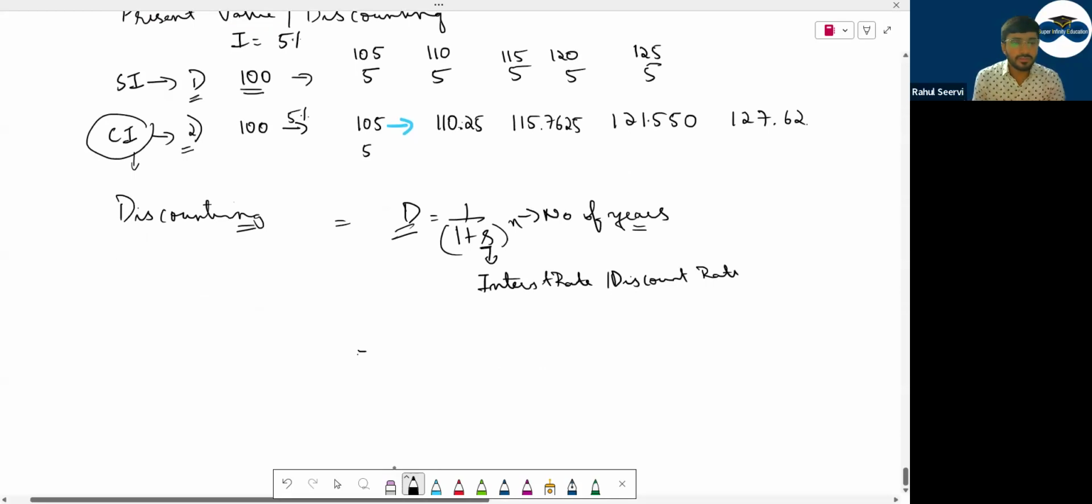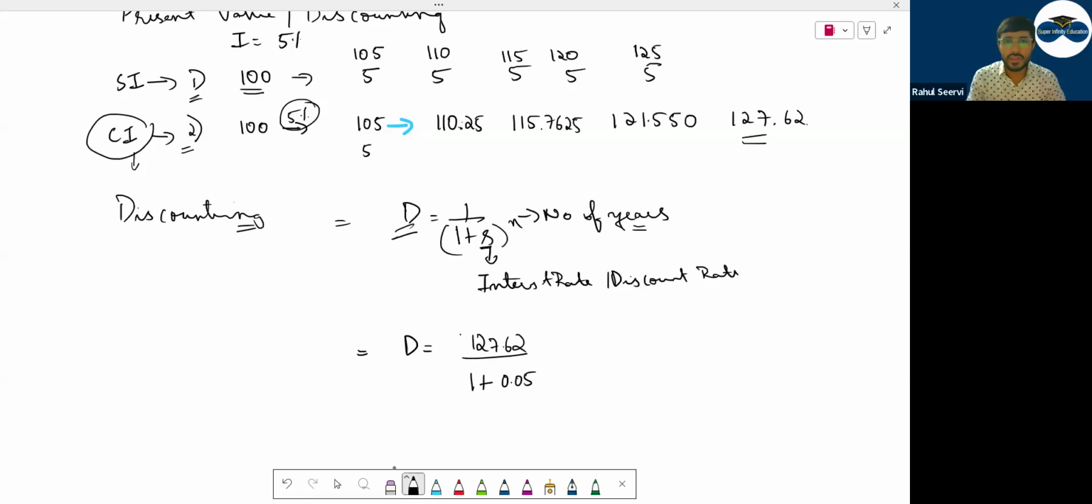Now you tell me, discounting. I say that 127, the value we have got, 127.62 divided by what? 1 plus what interest rate have we used here? 5 percent. So how will you present this? As 0.05. You will present this as 0.05, since it is 5 percent. You will calculate this in numbers, and to the power of n. For how many years? We have calculated this for 5 years.